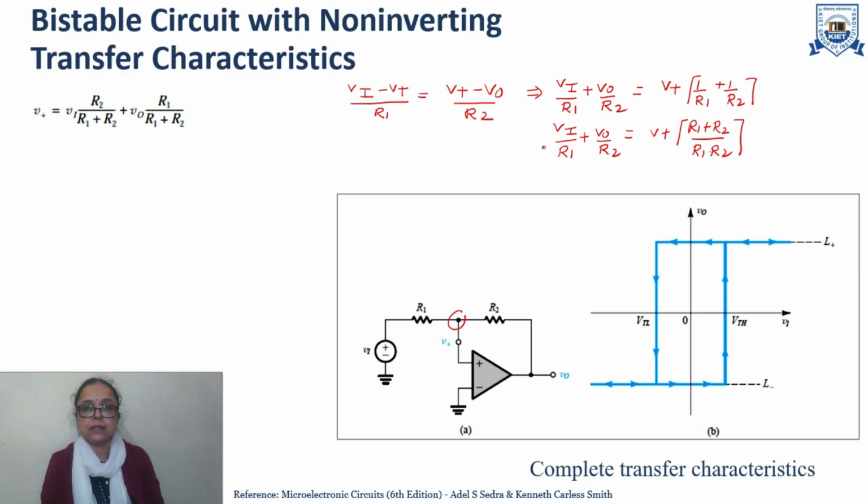Now, if we simplify this equation, we will get V plus is equal to Vi into R2 divided by R1 plus R2, plus Vo R1 divided by R1 plus R2. The same equation can be derived by using the superposition theorem. Means using superposition theorem, we will calculate the voltage V plus, because first we will take V naught voltage and then we will take Vi voltage, and we will find out the final effect of these voltages at this node, and we will get the value of V plus.